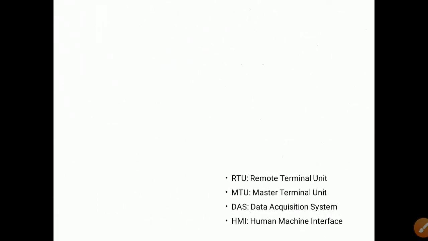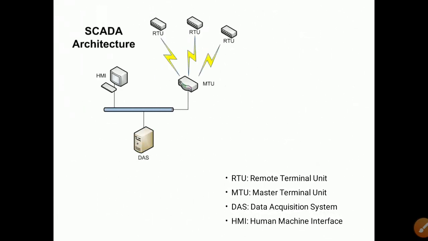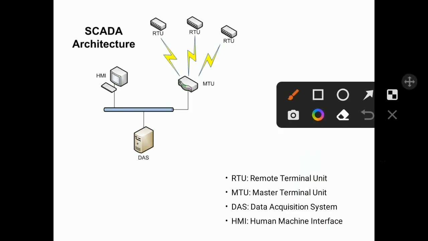Now let's see the SCADA architecture. There are four important points here. First is the RTU, that is the remote terminal unit. Second is the MTU, which is the master terminal unit. Third is the data acquisition system, which acquires data, and fourth is the HMI, human machine interface.